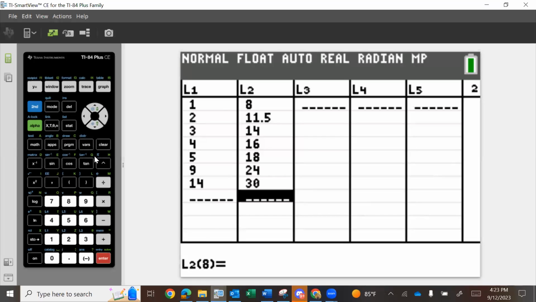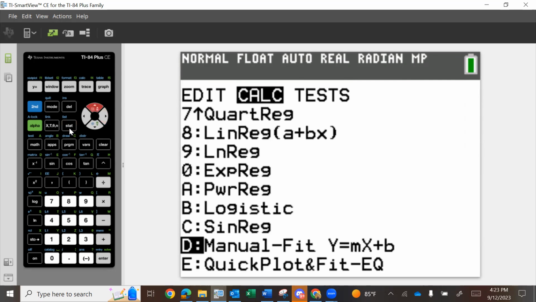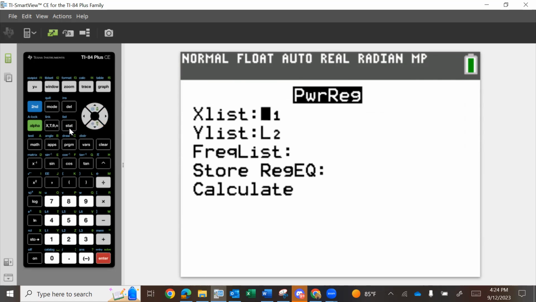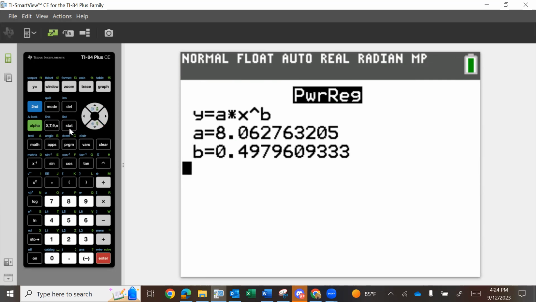Okay, so I've got all that there under stat, enter. And now I'll go stat, right arrow, and then I'll go up to power regression. Make sure it says L1 and L2. And there's my equation. It's so nice using the calculator.